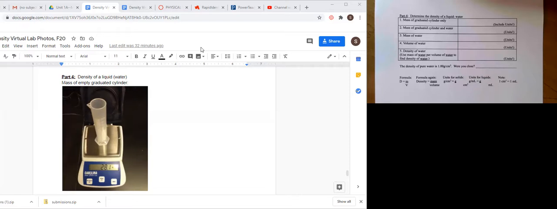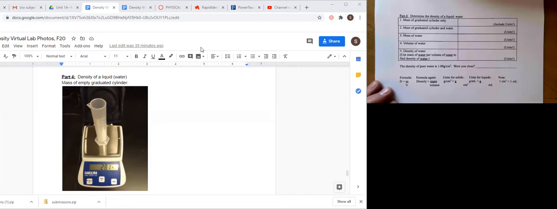So what you do, you put the container, the graduated cylinder, on the balance and find its mass. Then you fill the container with water, find the mass of both. Then you subtract the container, and that will give you the mass of the water only. So let's do that together.